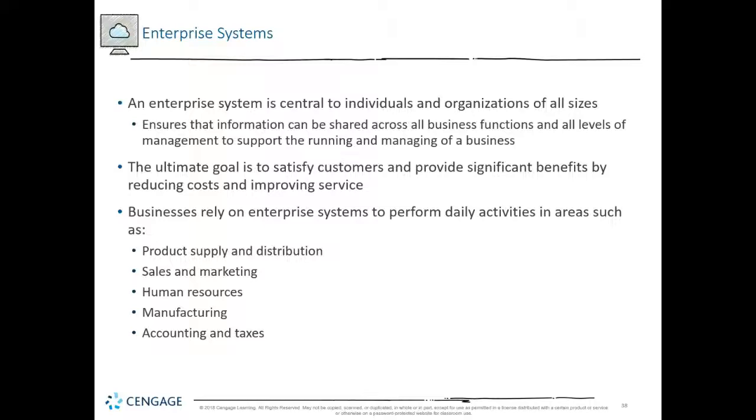Ensures the information can be shared across all business functions and all levels of management to support the running and managing of businesses. The ultimate goal is to satisfy customers and provide significant benefits by reducing costs and improving service. Businesses rely on enterprise systems to perform daily activities in areas such as product supplies and distribution, sales and marketing, human resources, manufacturing, accounting, and taxes.